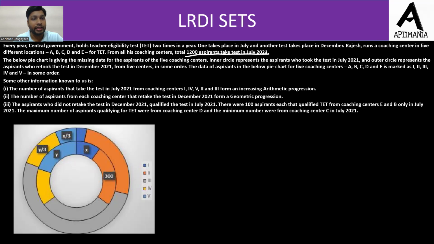The aspirants who did not take the test in December 21 qualified the test in July 21. Obviously, those who qualified the test in July 21 need not attempt it in December 21 again, right? There were 100 aspirants each who qualified TET from coaching centers E and B only in July 21. The maximum number of aspirants qualifying for TET were from coaching center D and the minimum number were from center C.